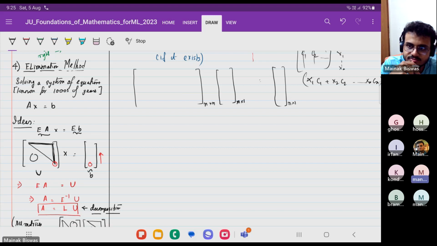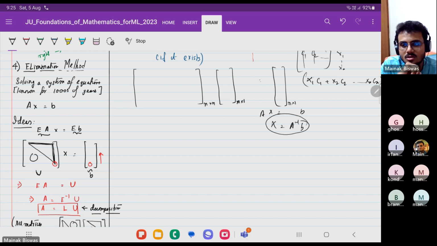We multiply by the inverse of A on both sides. So you are saying AX is equal to B. You will be multiplying A inverse on both sides. Yes. So you will get X is equal to A inverse B. So this is your class 11 Cramer's rule. But is the A inverse computation easy? Like how will you compute? No, sir. It's very difficult for large matrices.